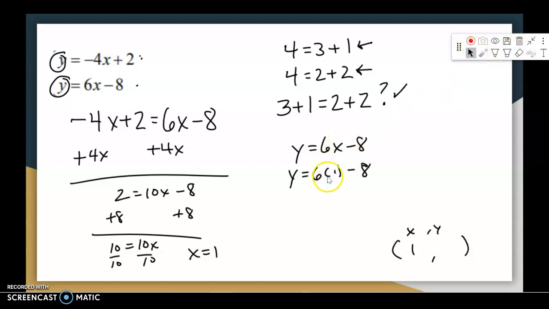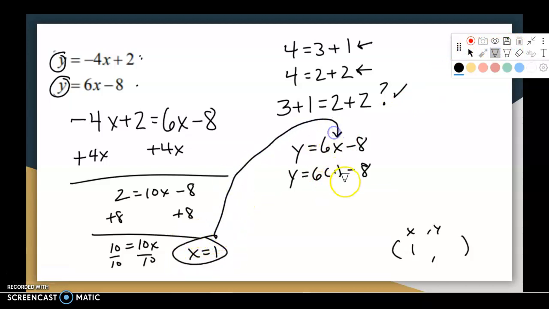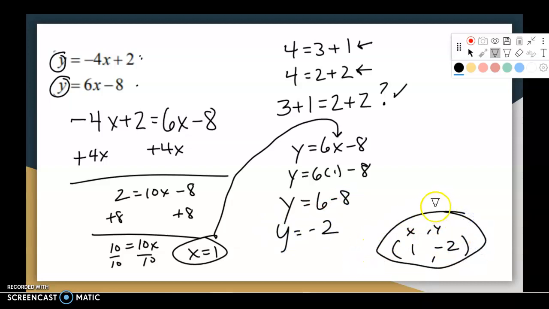So I know x is 1. I took x equals 1, and I plugged it in up here for x. Rewrote everything else, and now I'm going to clean this up. Y is 6 times 1, which is 6, minus 8. 6 minus 8 is negative 2. There's my solution, 1, negative 2. What does it mean? It means that if I were to graph these two lines, they would meet or intersect at the point 1, negative 2. All right, that's how you would do a problem by substitution.